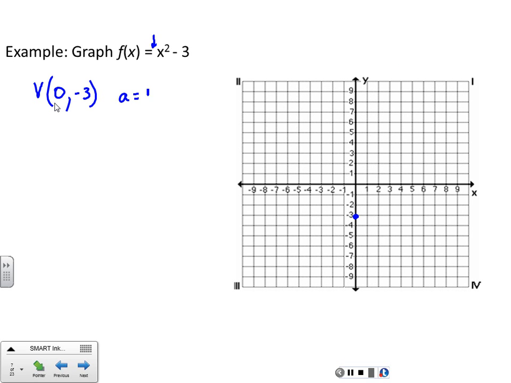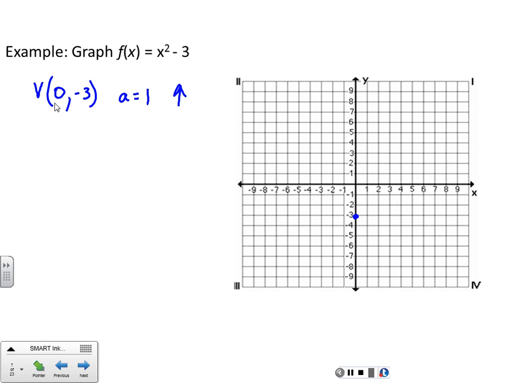A is going to be 1. It is the coefficient of your x squared term. It's the coefficient of your x squared term. In this case, it's 1. It's positive. I don't really care that it's 1. I just care that it's positive, which means this thing is going up.